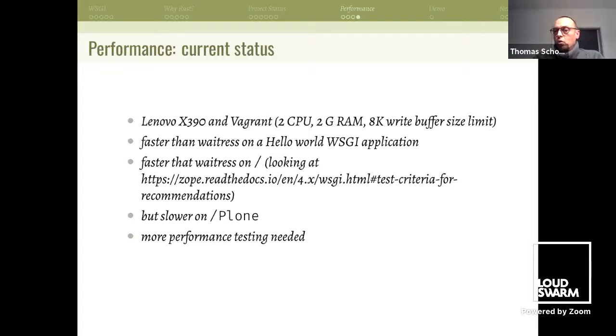So in this case, I'm looking at the test criteria for benchmarking WSGI servers from the Zope documentation, but it's currently slower than Waitress on slash Plone. That's interesting. I'm still investigating. I don't know why that is, and also I'm sometimes seeing contradicting results. So there's definitely more performance testing needed, and there's a lot of different situations and still a lot of different possible combinations of setting up, like number of threads and so on. And yes, I'm only starting to assess that.